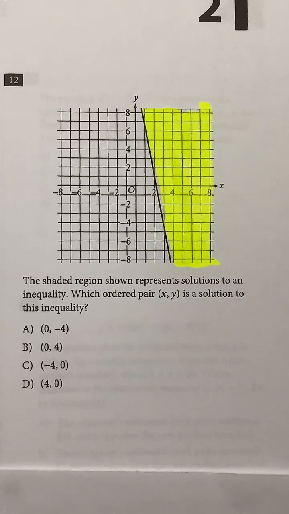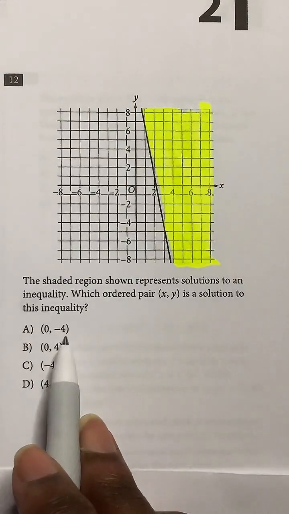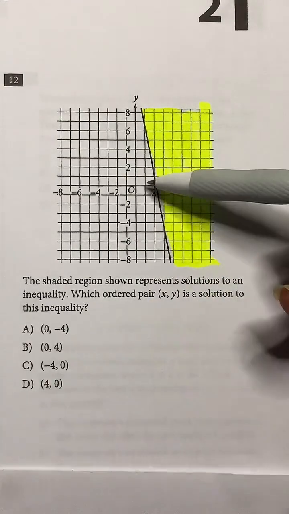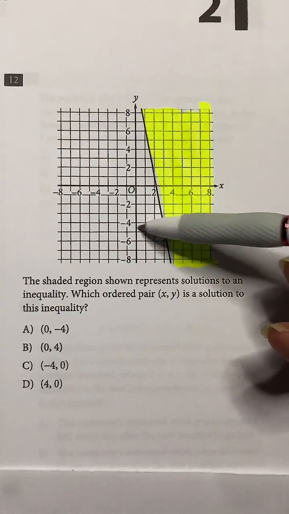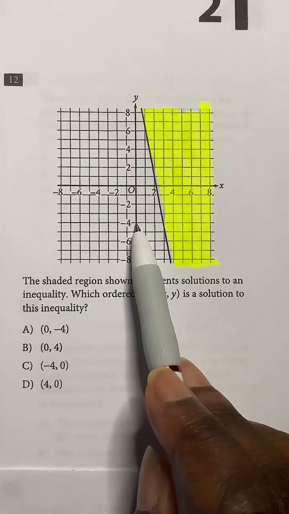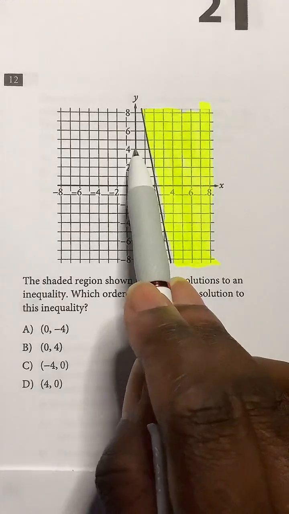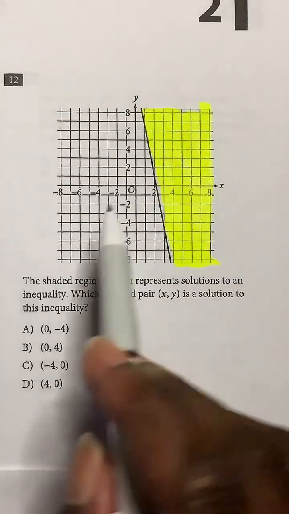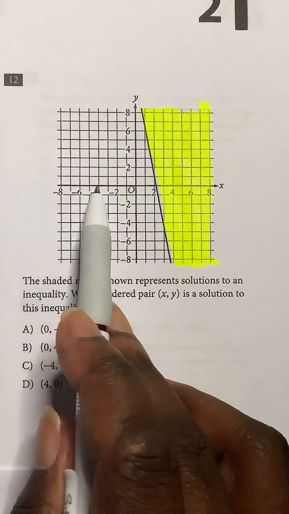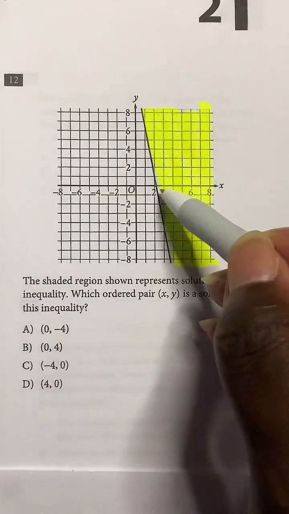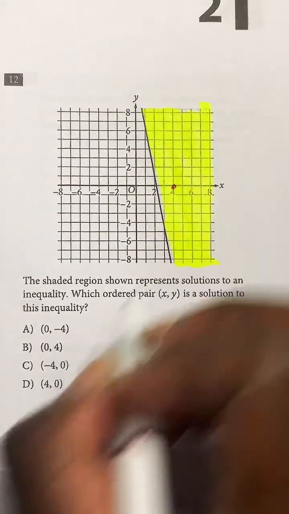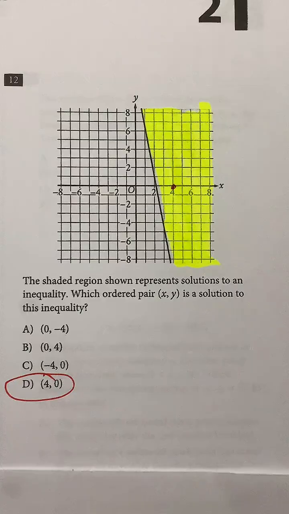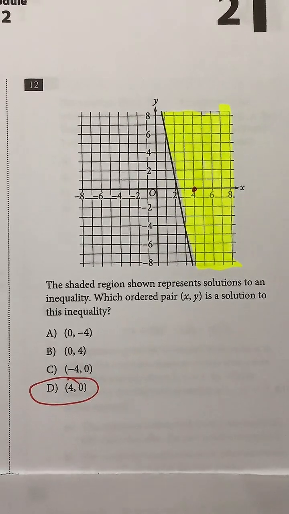Oh, man. All right, so let's take a look. (0, -4). Here's (0, -4) down here. It's nowhere near that shaded region. (0, 4) is up here. It's nowhere near that shaded region. Then we have (-4, 0). Yep, very far away. Then we have (4, 0). (4, 0) is right here. It's in the mix. Okay? So we want to get everything in there.